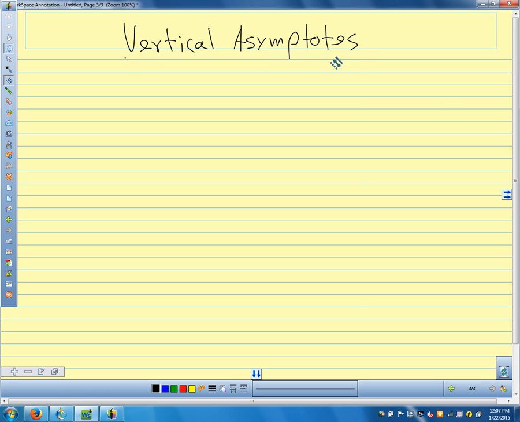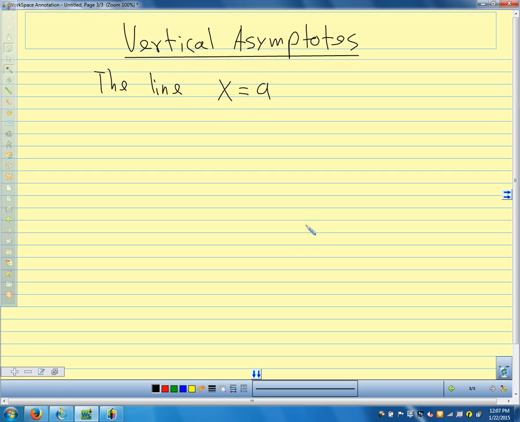And from here on out, I'm just going to abbreviate vertical asymptotes by VA instead of writing it all out. A vertical asymptote is a line. So a vertical line is x equals a constant. So the line x equals a, some constant, x equals a, is a vertical asymptote if f of x, the arrow we pronounce approaches, plus or minus infinity as x approaches a.